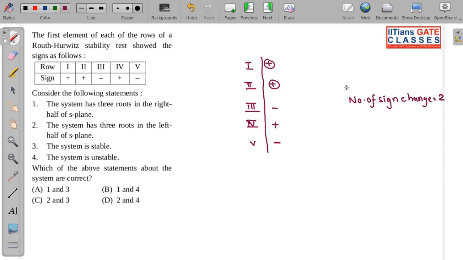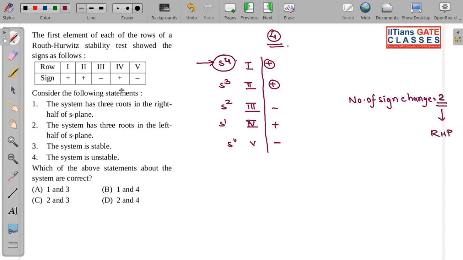So can you tell me what is the order of the system? Order of the system over here means the highest power of the characteristic equation. So if this is s to the power 0, s to the power 1, s to the power 2, s to the power 3, this is s to the power 4. So the highest power of s is s to the power 4. So there will be 4 poles over here. Out of those 4 poles, 2 are in your right hand part.